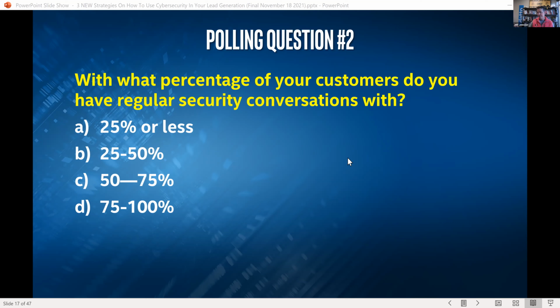If more than half are not even talking with at least half of their customers, it's a great opening for someone else to come in and do testing, audits, pen testing, anything else, to see, hey, how vulnerable is your network? And they're the ones then having the conversation with your customer.